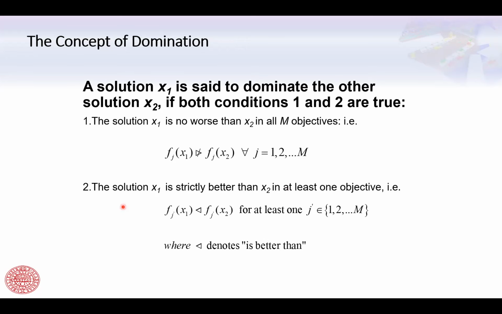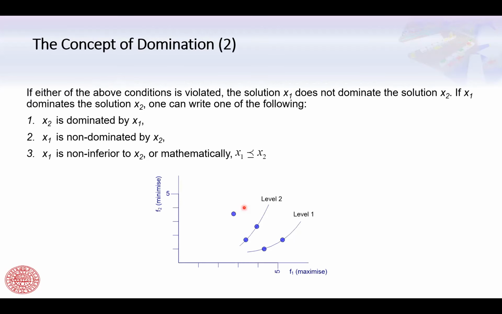Okay, so if you look at this comparison, this will fulfill the exact expression in English that we have seen in the last line. It means that we compared x1 and x2 by looking at all objectives, and x1 is no worse than x2 in all objectives, but in at least one objective, it will be strictly better. We can look at it also graphically.